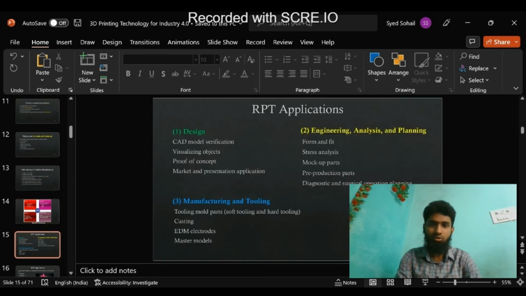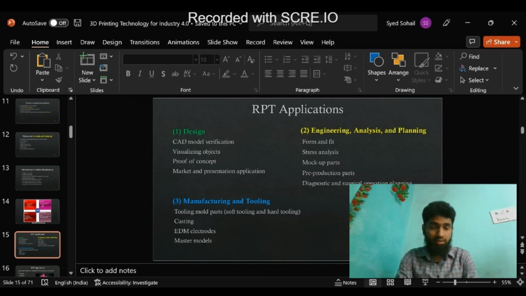In the design phase, you have CAD model verification, visualizing the objects, proof of concept, and market presentation, if you want to present how it looks and feels. Engineering analysis and planning covers form and fit: how to check the form and fit, stress analysis, mock-up parts, and interface analysis, how the different parts interfere with one another. Because many parts are involved, it becomes complicated. To check the compatibility of different components, you need a prototype, and pre-production parts as well, before going for full-on production.